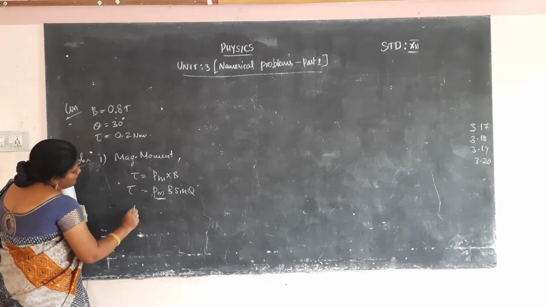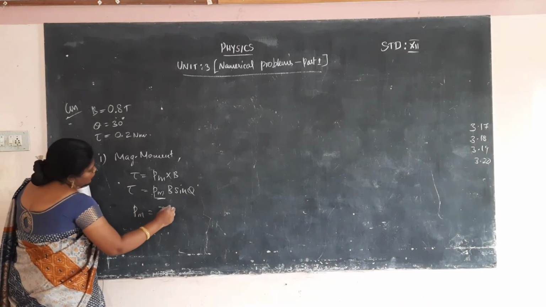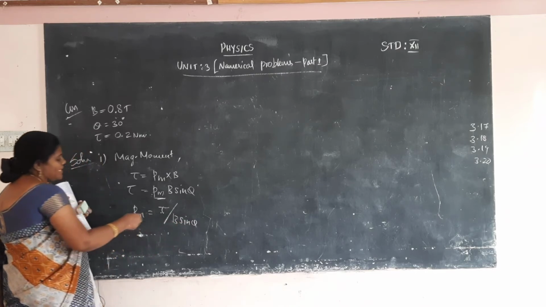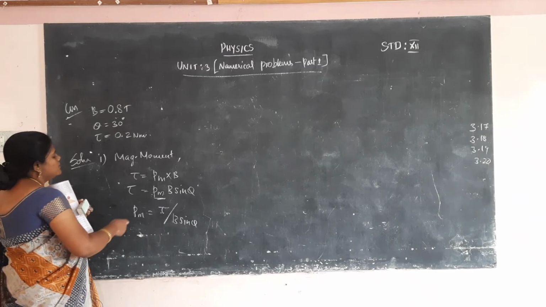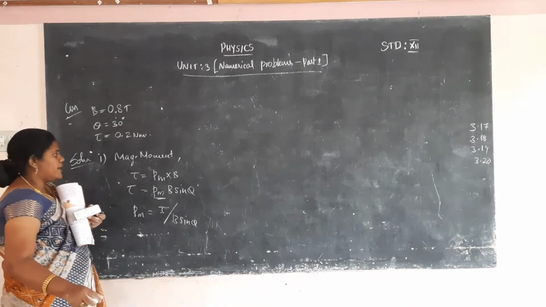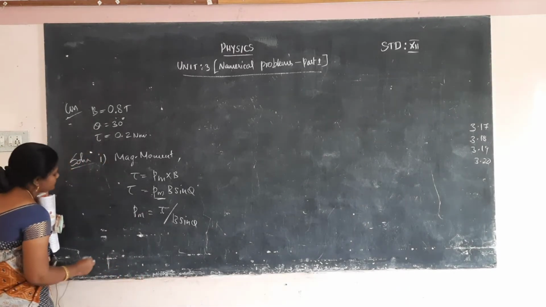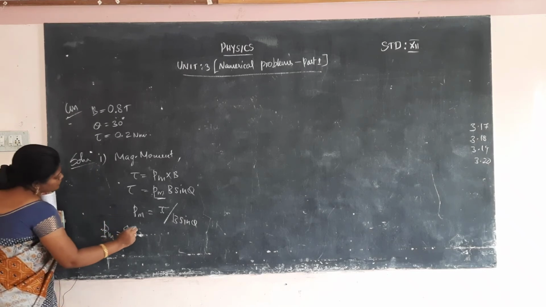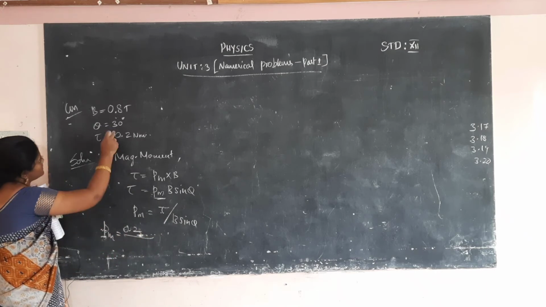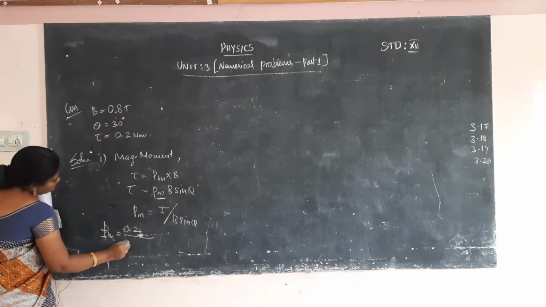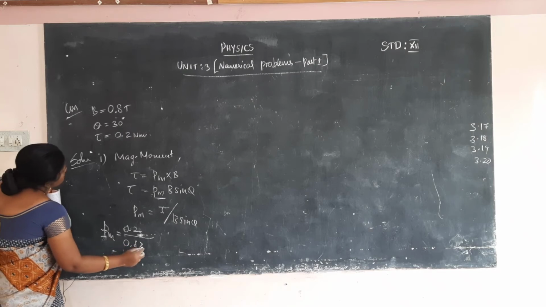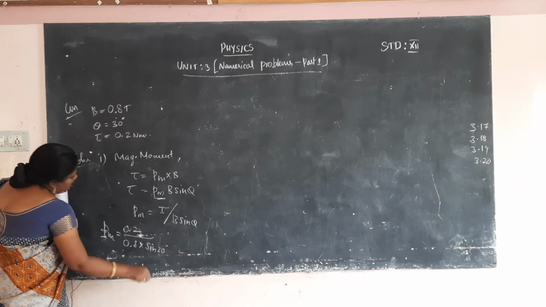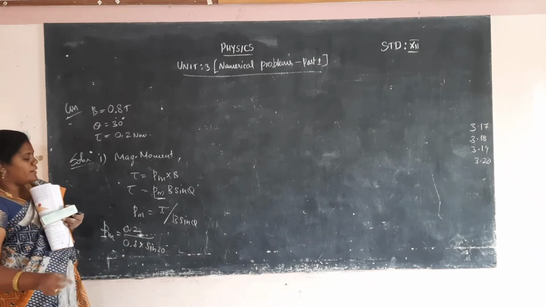So we want to calculate Pm, that is the magnetic moment. So magnetic moment Pm is equal to tau by B sin theta. Because the tau value will be given, the magnetic induction value will be given, so we can easily find out the magnetic moment. So Pm is equal to, substitute the torque value, 0.2 by the B value 0.8 into sin 30. What's the value of sin 30? Sin 30 is 1 by 2.